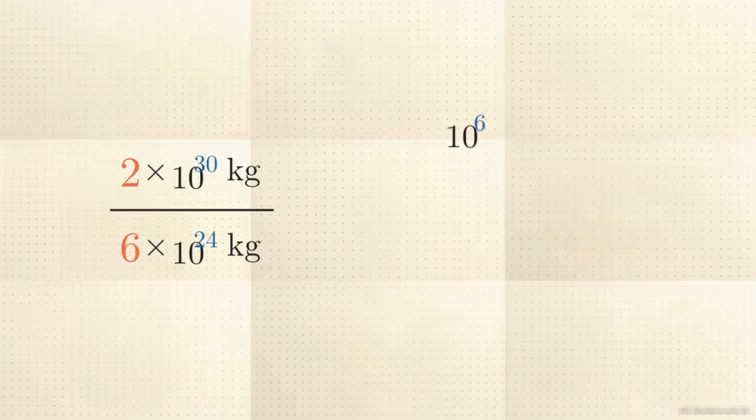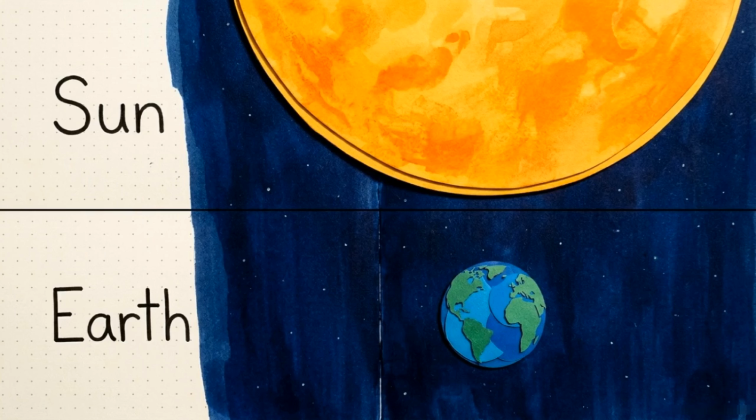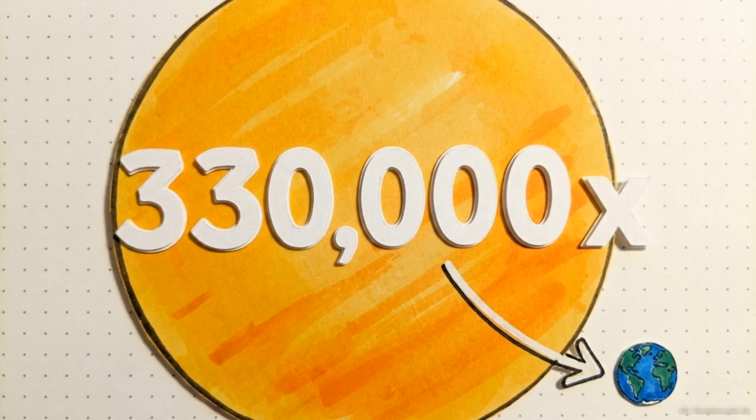For the precise ratio, we divide the front digits. 2 divided by 6 is 0.33. Shifting the decimal to normalize the notation, 0.33 × 10⁶ becomes 3.3 × 10⁵. In standard form, that means the Sun is roughly 330,000 times heavier than the Earth.